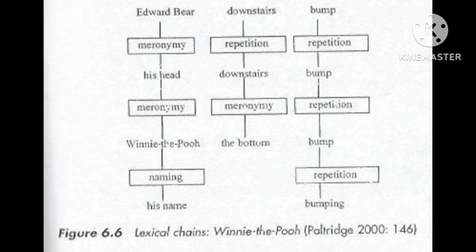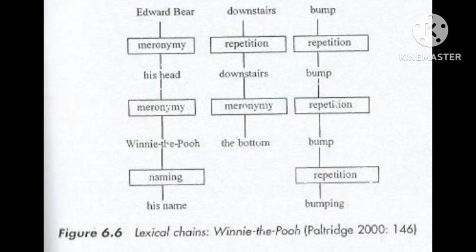The first is the subject of the text, Winnie the Pooh. The second is the staircase. And then the third is the way in which Winnie the Pooh comes down the stairs. Winnie the Pooh's formal name is Edward Bear. This is what he is called the first time he is mentioned in the text.